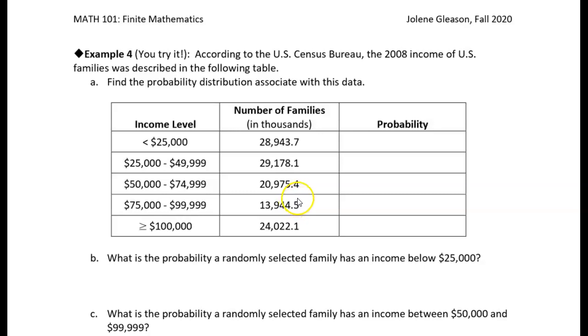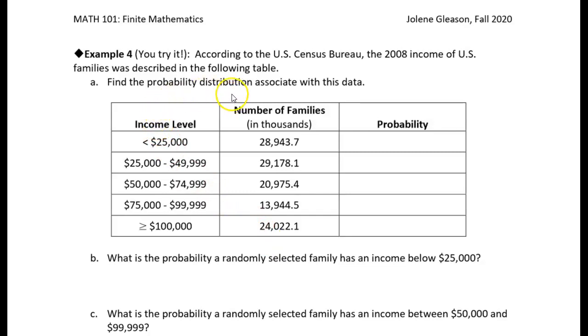All right, so hopefully you've taken a look at this example and given it a try. But now we'll go through it. In this example, we're given some data about the income level of families in the U.S., apparently from the U.S. Census Bureau. And so the first thing we're asked to do is calculate the probability distribution.